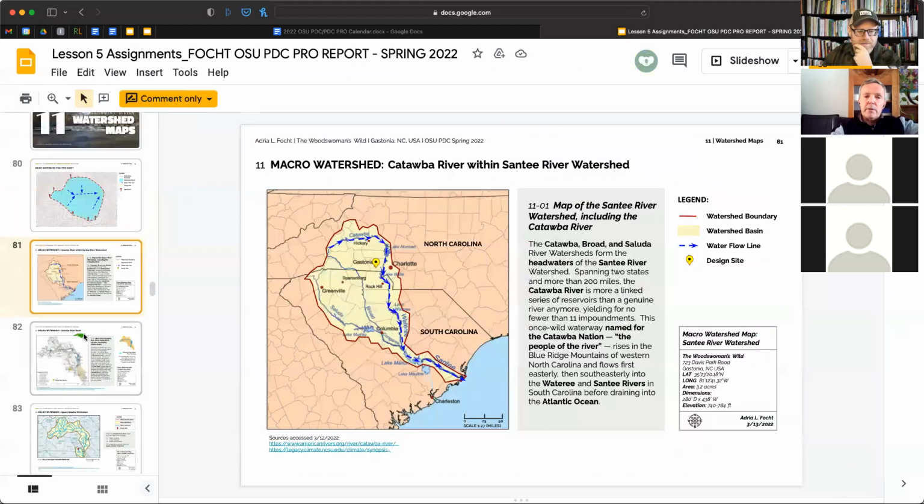And then we go macro to micro. Basically what we're trying to do is get you to understand that there's major watersheds. And then as we move closer and closer and closer, there's minor watersheds, to really understand that when you cup your hand, all the water that might fall within that boundary, if you know your design site's in the middle of the palm, that's a watershed. And if that palm, let's say, is in a bigger palm, a bigger watershed, that those flow into each other.